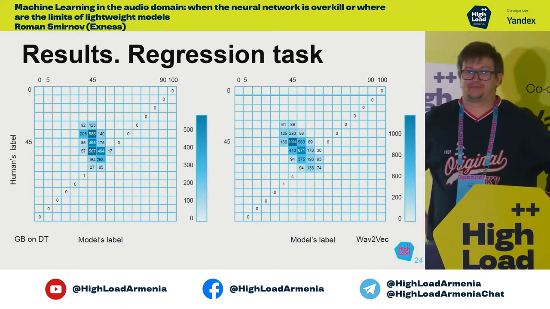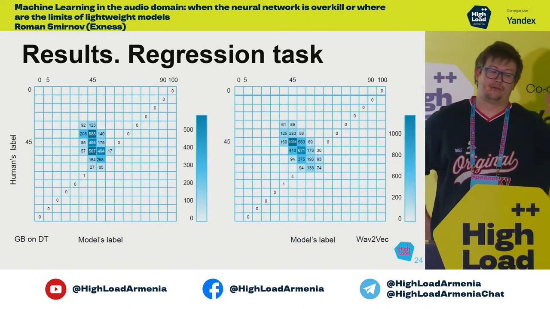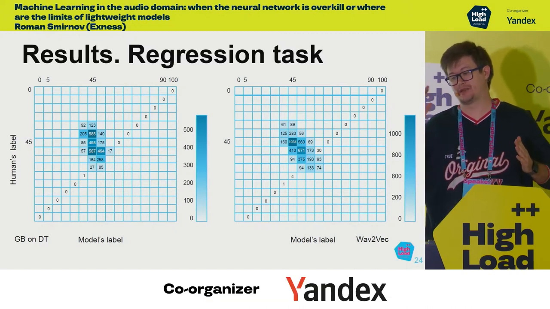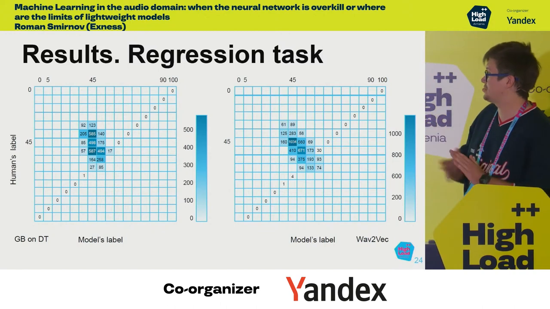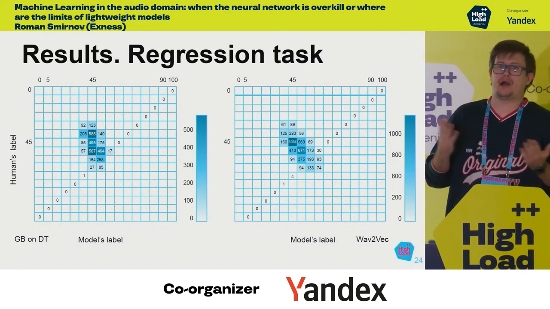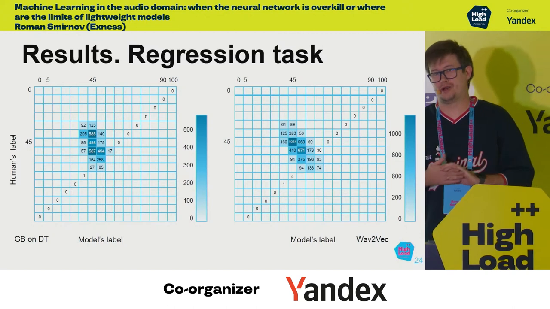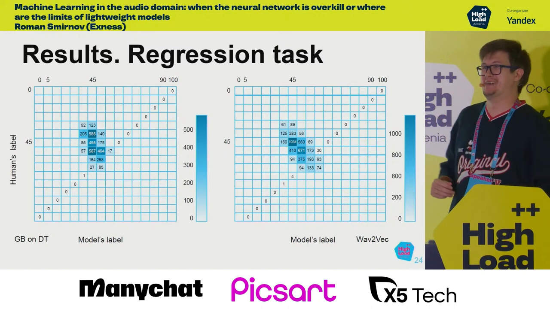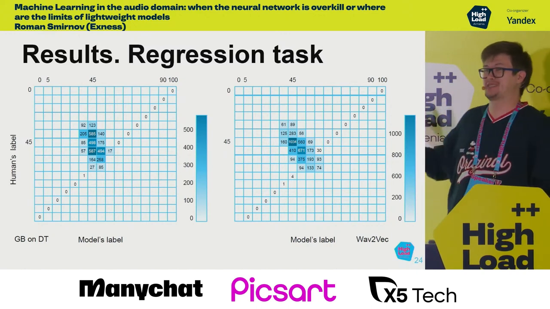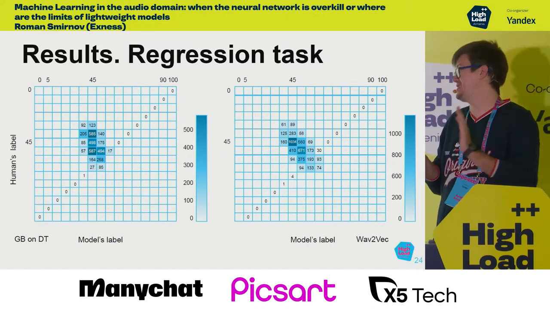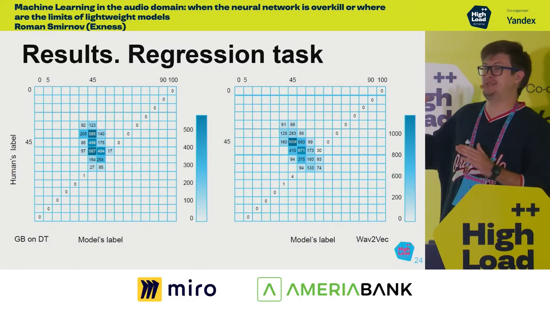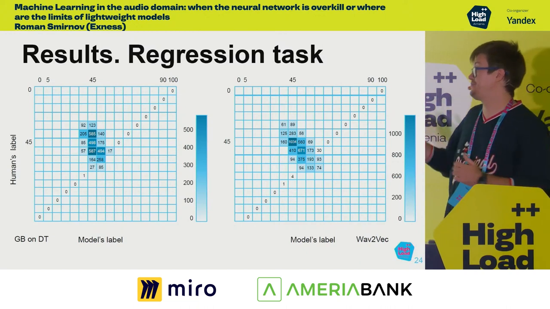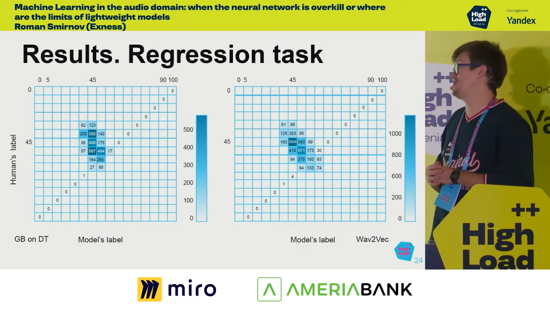The second task was a regression task. It's the situation when we score our candidates from 0 to 100 points. Again, it's a confusion matrix. How do we usually read a confusion matrix? When it's diagonal, it's good. When it's not diagonal, it's bad. You can see that in both cases, in gradient boosting on decision trees and in the wave-to-vec model, it seems to be a bit diagonal. Of course, wave-to-vec performs better, but gradient boosting is not so far.